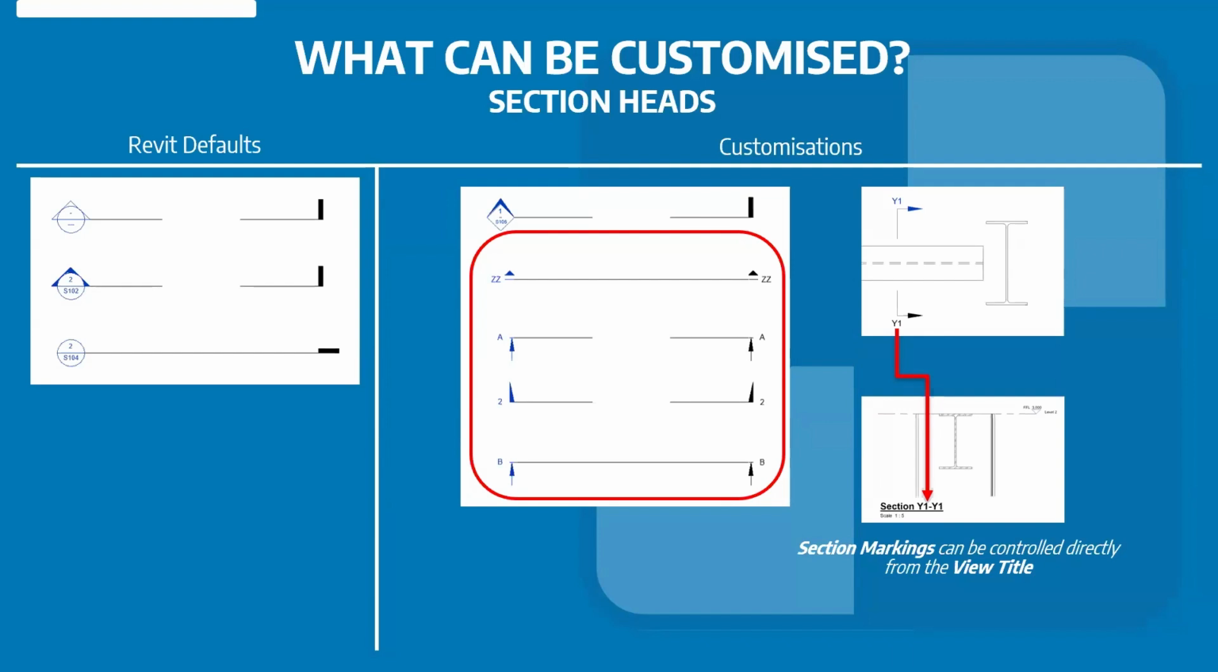Now, one of the things I have customized in Civil Service Solution is that if you use these four at the bottom, then these four can be directly called on the view title as a section Y1-Y1. If you change anything over the section marker, that is automatically going to come over here as a section. For example, if you change it to AA or MM, then it will come directly as section A-A or section M-M. So that's a level of customization you can also work on.